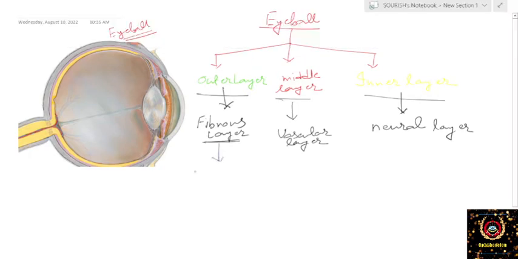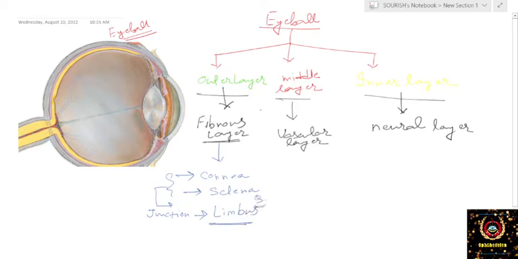Fibrous layer is called the outer layer, and it consists of the cornea, sclera, and the junction of the both. The junction of cornea and sclera is called limbus. Very important term in our ophthalmology.